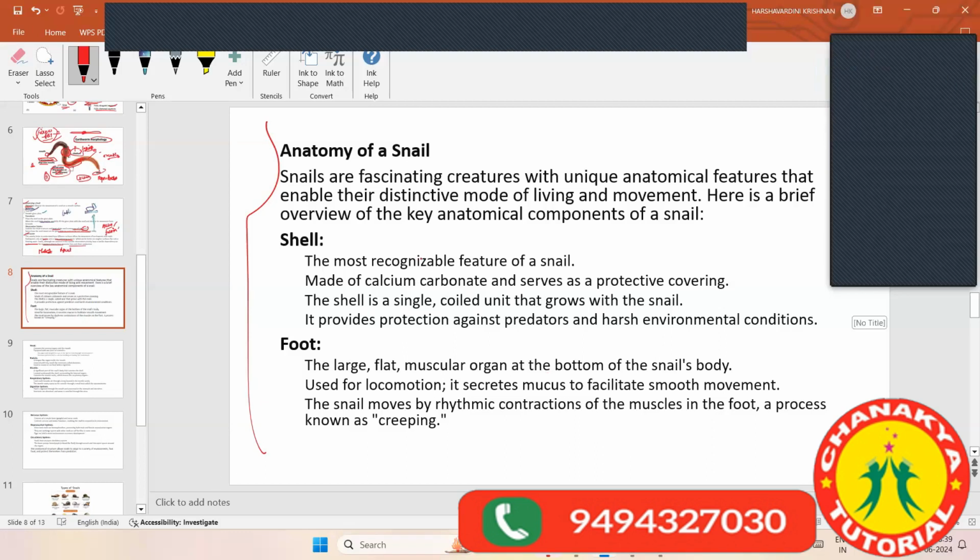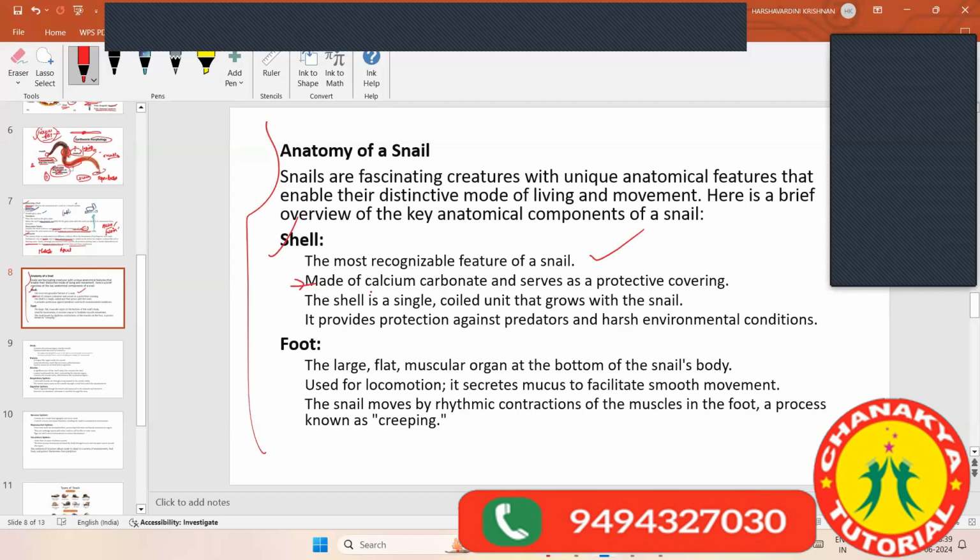Good. So what did you understand? The snails are fascinating creatures with unique anatomical features that enable their distinct living movement. Here is a brief overview. Shell. So we all know about shell. The most recognizable feature of the snail is the shell because they look very attractive, right? So this is a very important point. Both of you should note it.